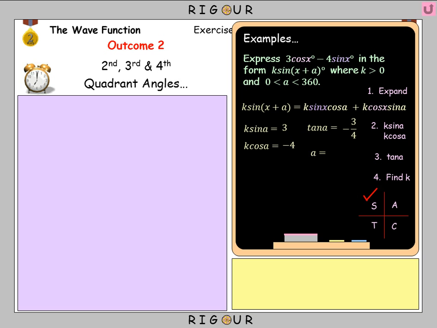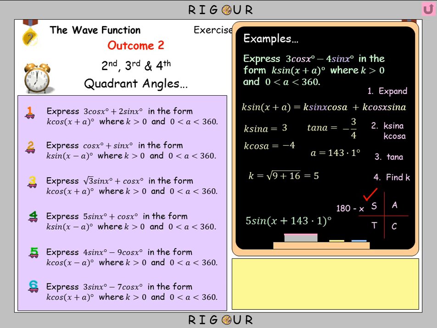We pretend 3/4 is positive for a second, so we inverse tan 3/4, and then we do 180 take away our answer, because that's how we calculate a quadrant 2 angle. So we inverse tan 3/4, do 180 take away answer, and that gives us 143.1 degrees. And then we find k as before by squaring 3 and -4 and adding them together and square rooting them. So that's going to be square root of 9 plus 16, which is the square root of 25, which comes out as 5. And all that's left for us to do is write our final answer. So that's going to be 5 sin(x + 143.1 degrees).